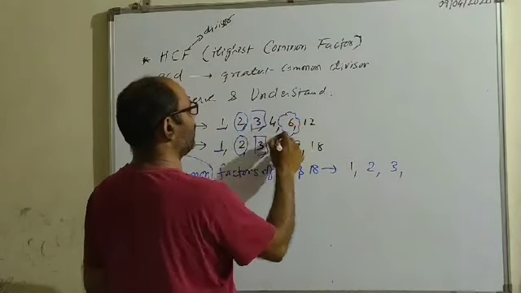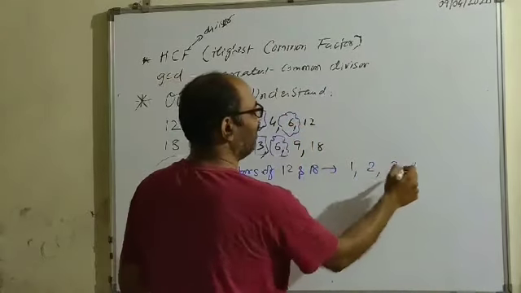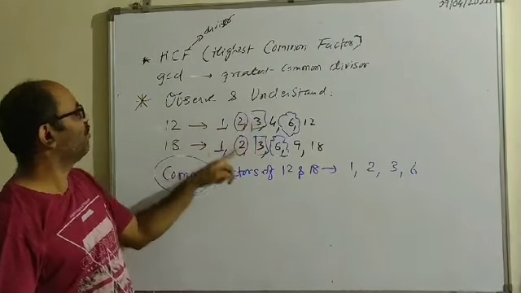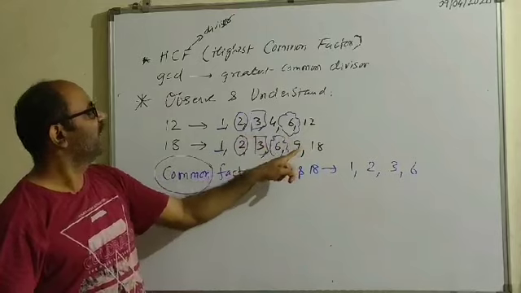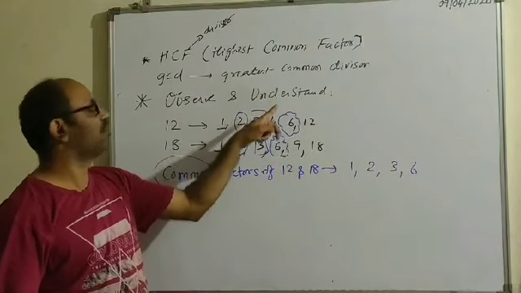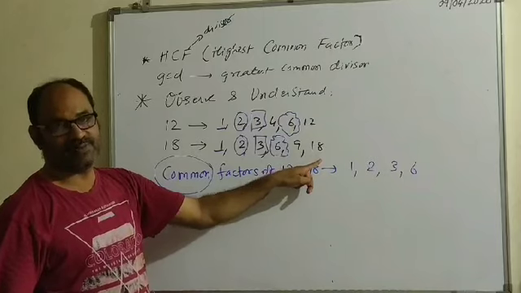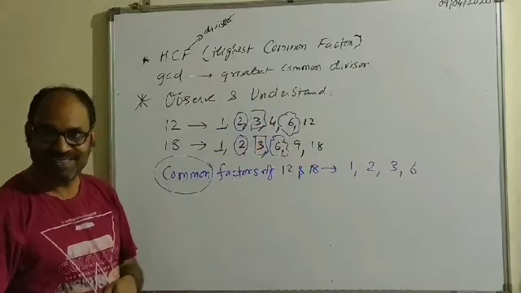And 6 is a common factor. Right? 4 is not. 4 is a factor of 12 but it is not a factor of 18. 9 is a factor of 18 but it's not a factor of 12. 12 is a factor of 12 but not a factor of 18. 18 is a factor of 18 but not a factor of 12.